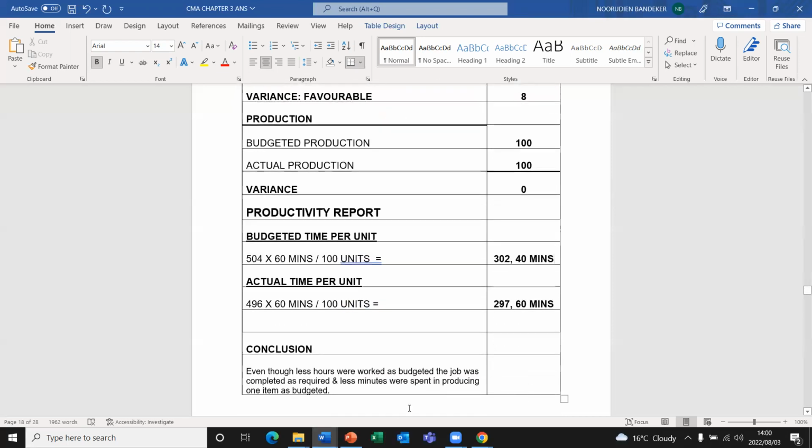In my conclusion, I wrote, even though fewer hours were worked than budgeted, the job was completed as required, and fewer minutes were spent in producing 1 item than budgeted.